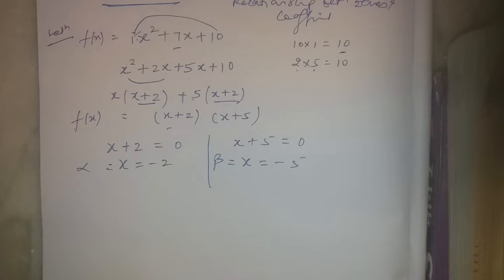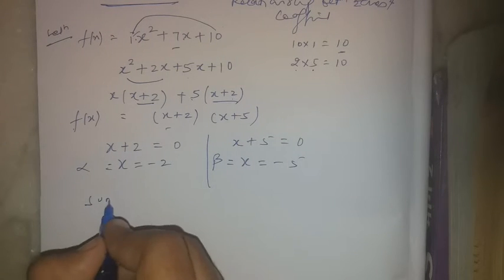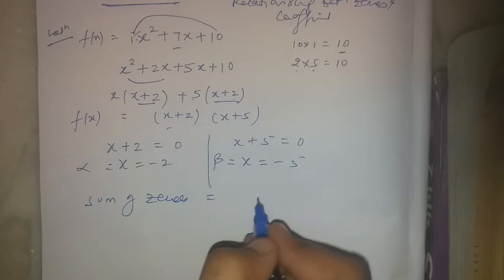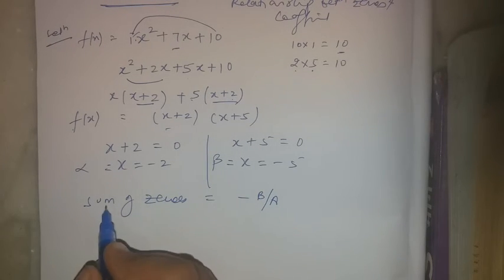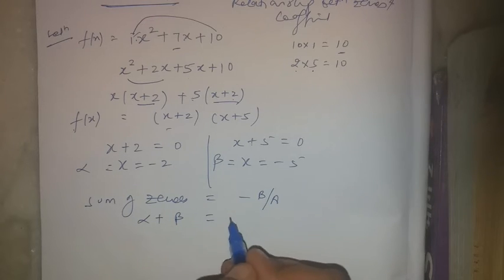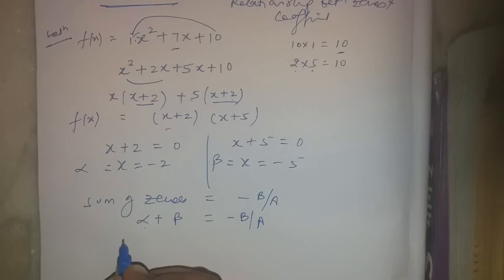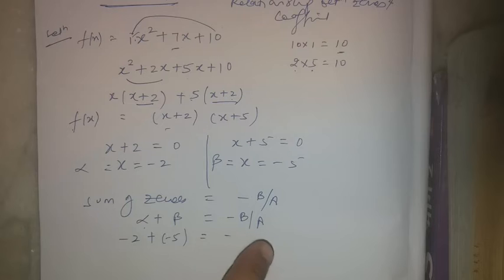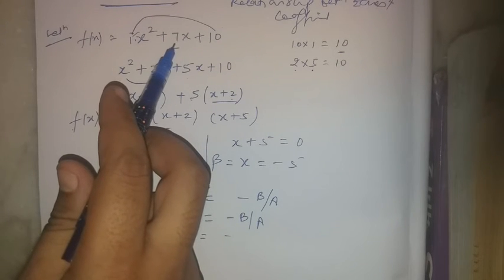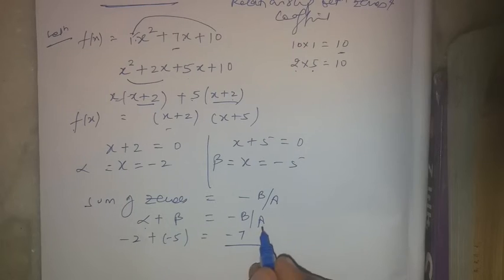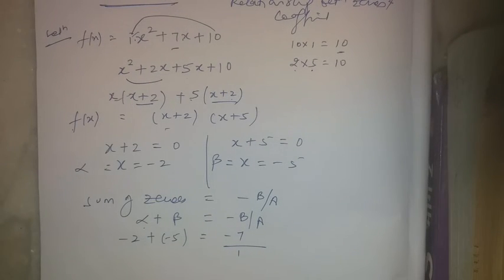Now we are going to verify. The sum of zeros, you know the formula: alpha plus beta equals minus b by a. Alpha is minus 2, beta is minus 5. The value of minus b by a is based on the given equation. b is the coefficient of x, which is 7, and a is 1. So minus 2 minus 5 equals minus 7, and minus 7 by 1 is minus 7. The sum of zeros is verified.